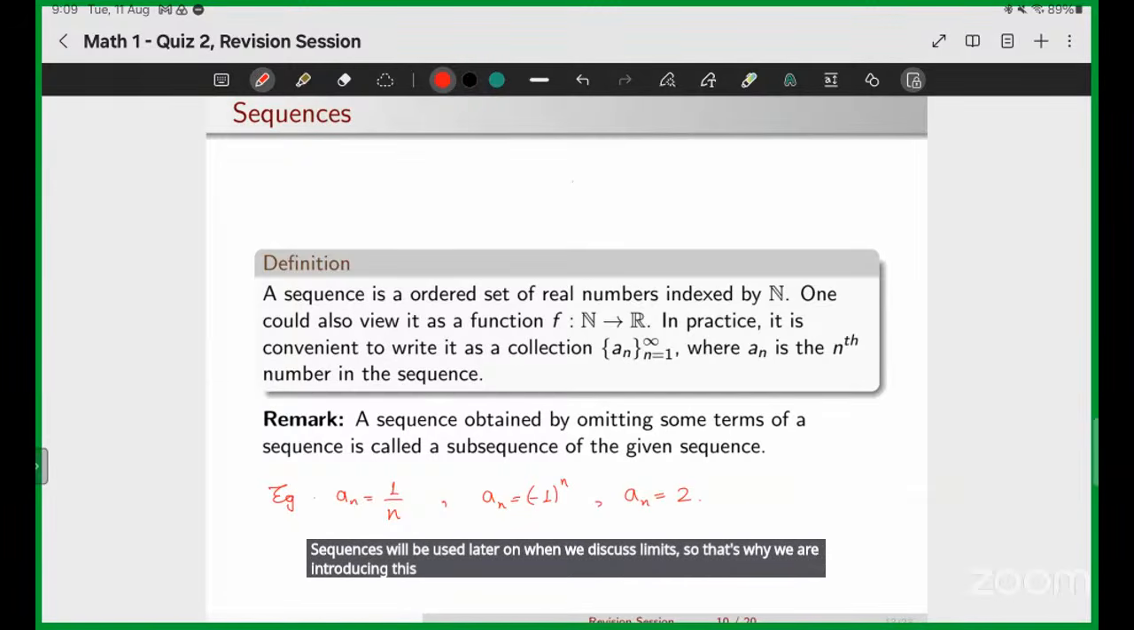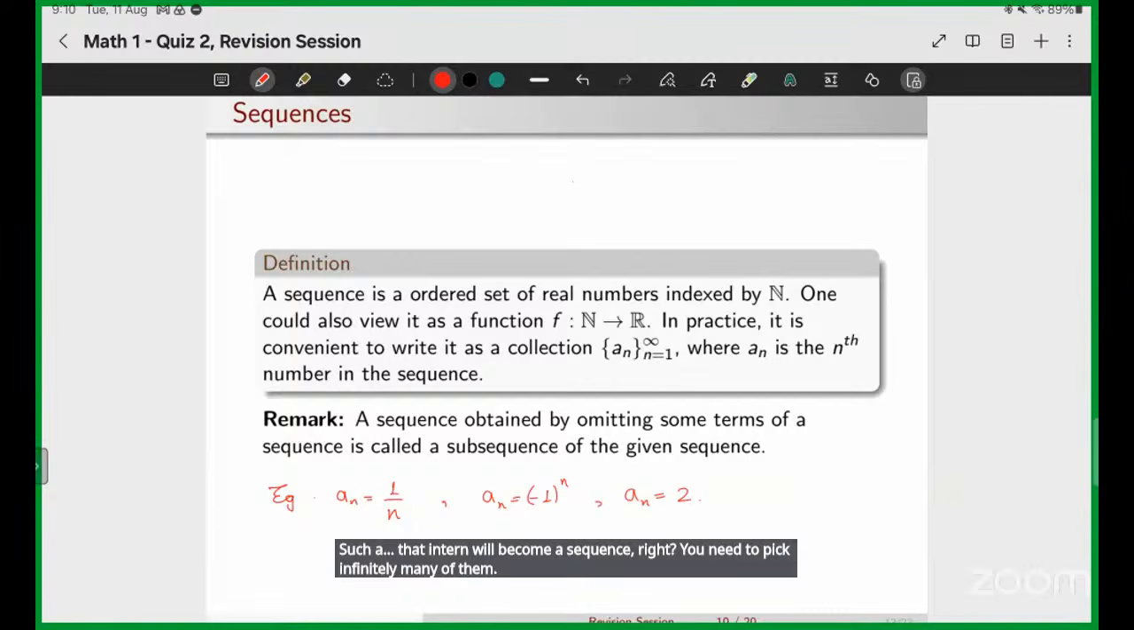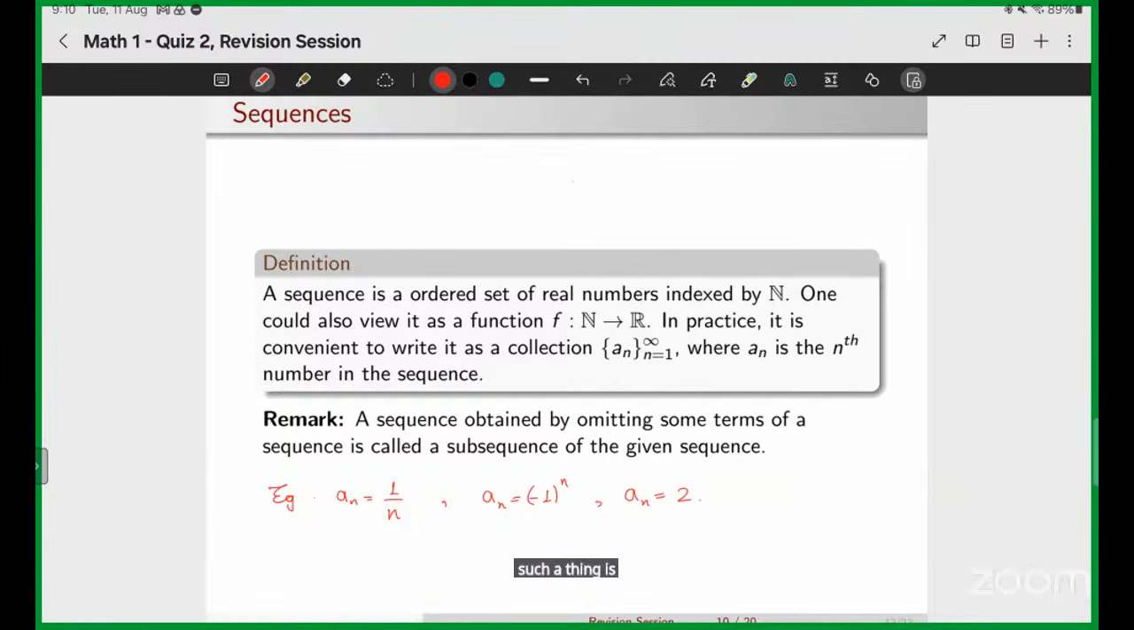And a subsequence is if you have a sequence of numbers, you can choose to skip some of them and just pick some of them. That in turn will become a sequence, right? You need to pick infinitely many of them. So such a thing is called a subsequence.